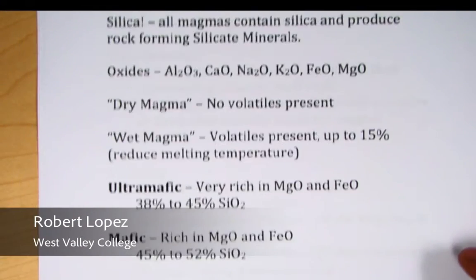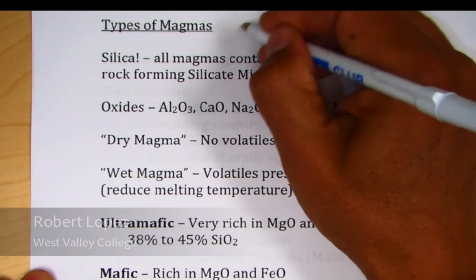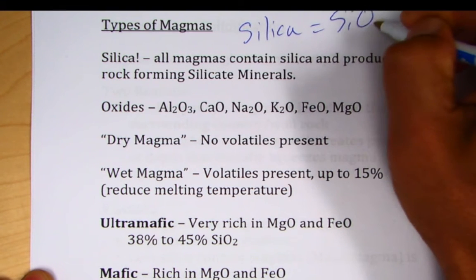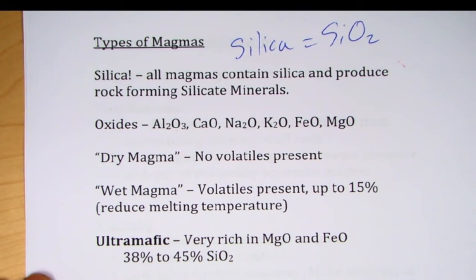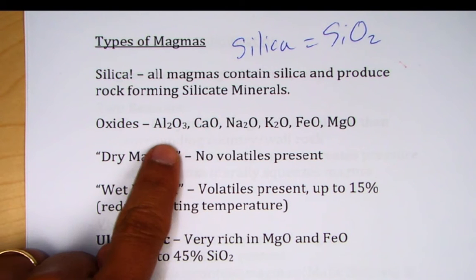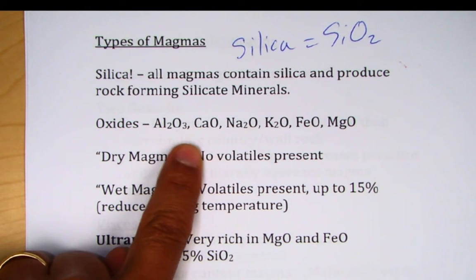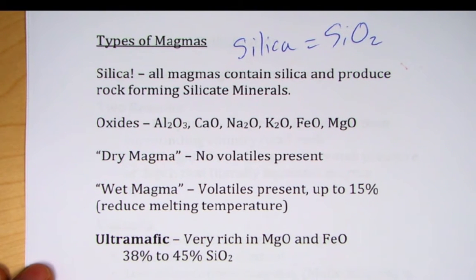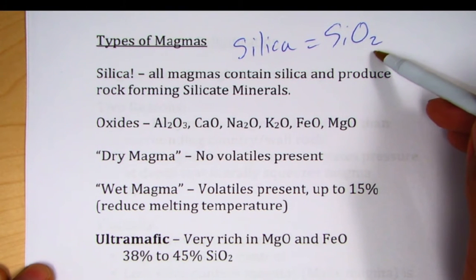Now, when we look at types of magmas, all magmas have silica. And remember, whenever we look at silica, we're looking at SiO2. Besides silica, there are other components like aluminum oxide, calcium oxide, sodium, potassium, iron oxide, magnesium. Those are some of the major elements. There's also titanium and some other trace elements, but mostly we're looking at these as the major elements. But the key one here is the composition of silica.